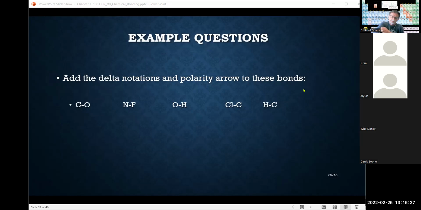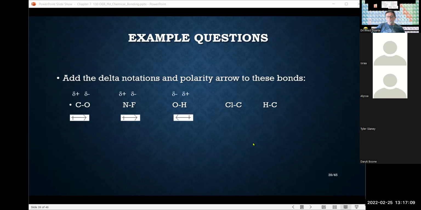You may be given examples like we just talked about. You may be given a carbon-oxygen bond and be asked to add the delta notation, which is the partial positive and negative, and then the polarity arrow. To answer that, you have to figure out who's the most electronegative, and that determines it. We know that oxygen is a lot more electronegative than carbon, so the arrow here goes from left to right. We put a partial negative on the oxygen. Nitrogen-fluorine, no questions asked. Fluorine is the most electronegative, so the arrow goes to the fluorine. Also, the partial negative goes to fluorine.